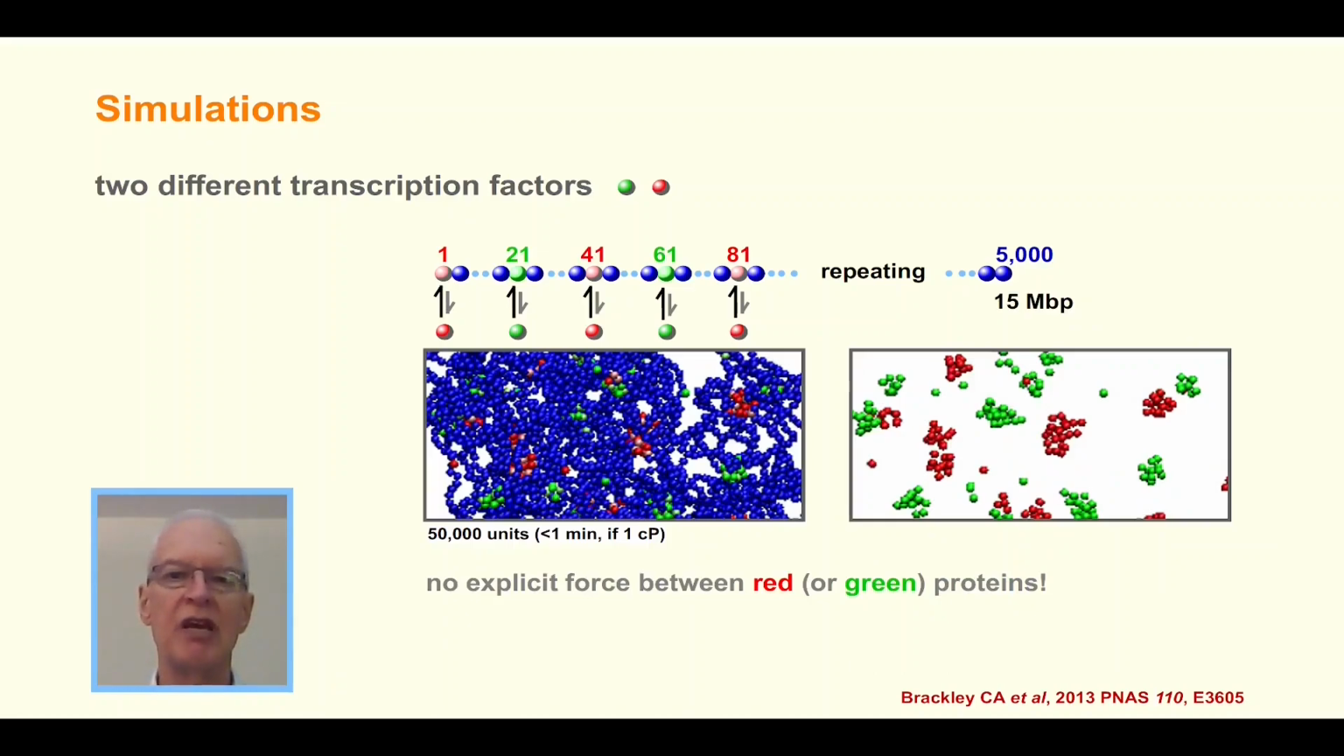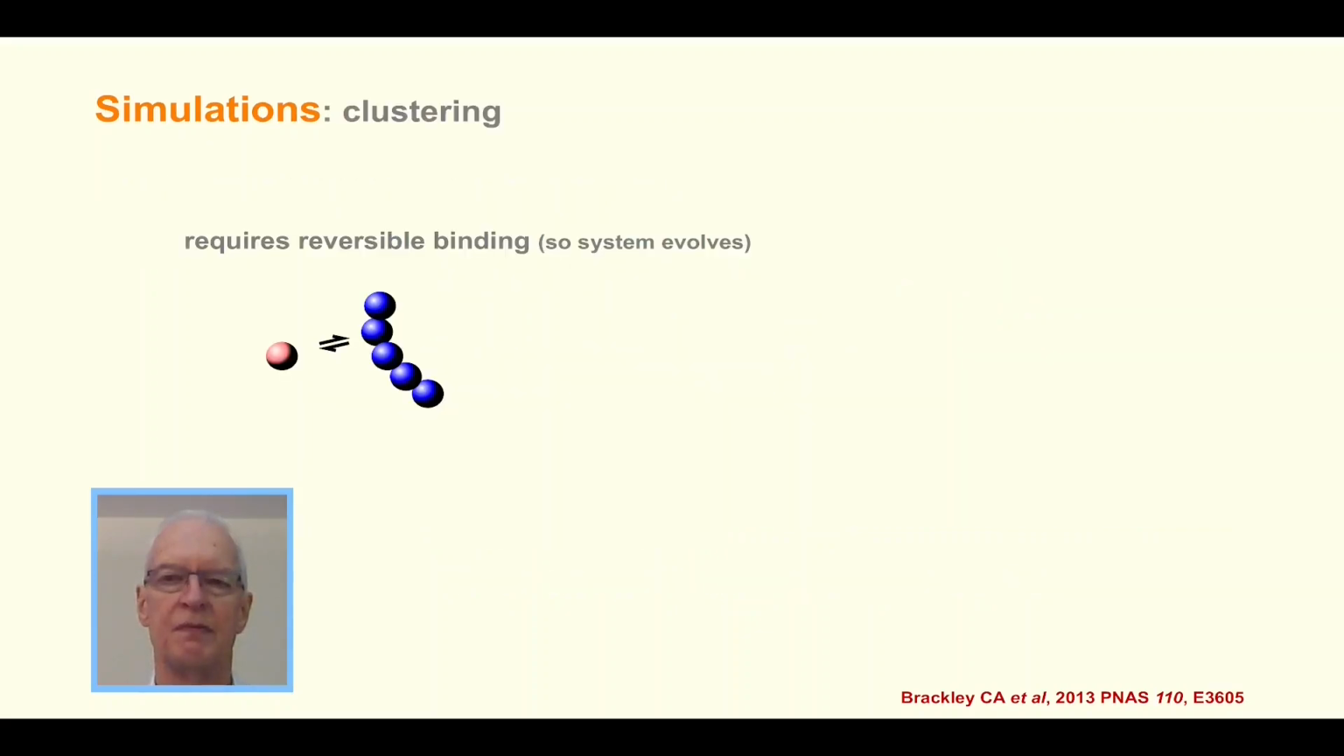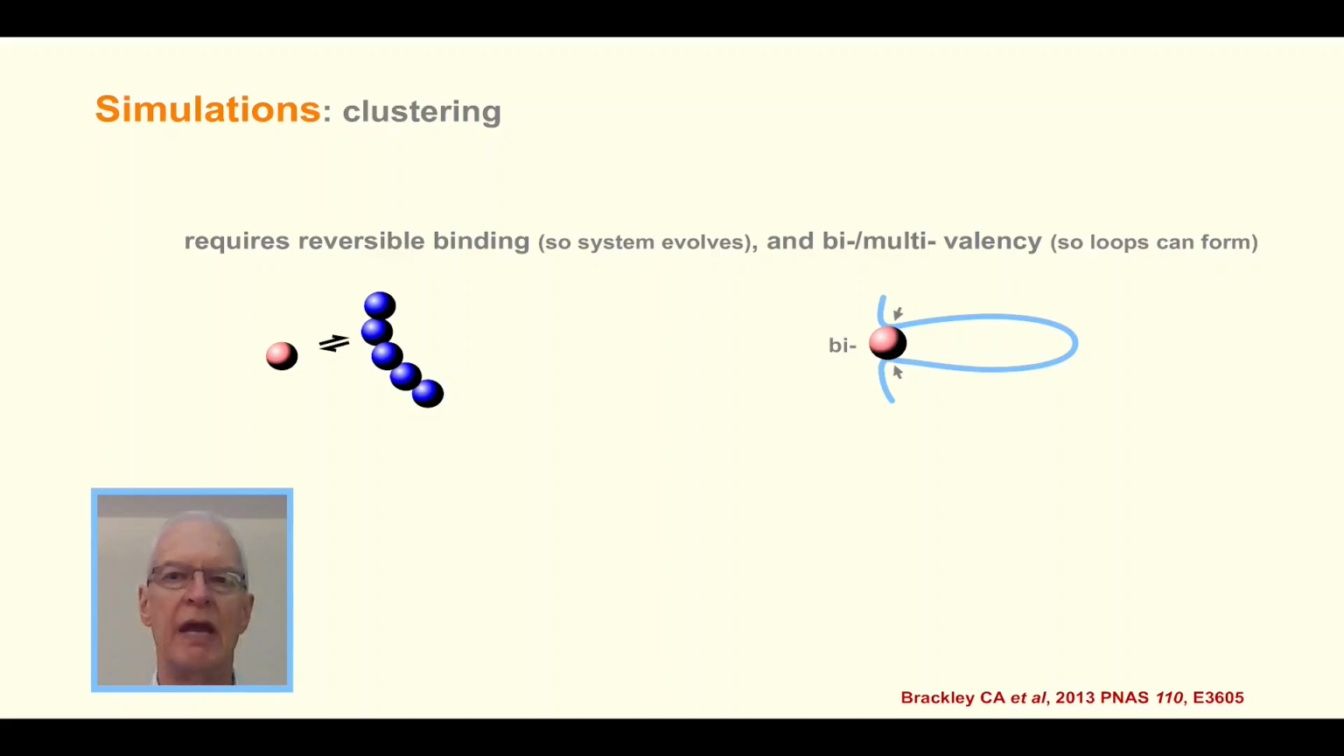Now, this is occurring despite there being no explicit force between the different proteins. The clustering requires reversible binding so that the system can evolve, and it also requires bi- or multivalency. So if we include just monovalent factors, no clusters or loops form. We must have at least bivalency so that we can form a bridge and so a loop. And that's why it's called the bridging-induced attraction.